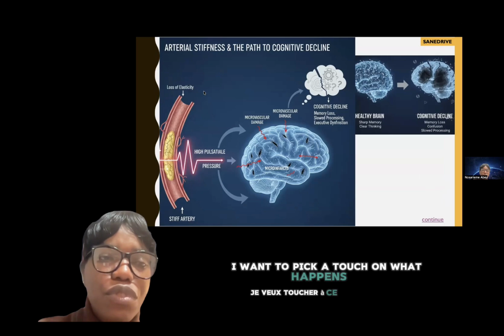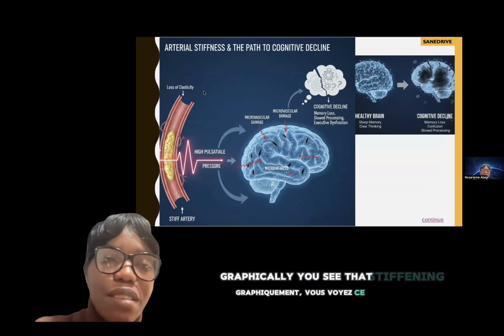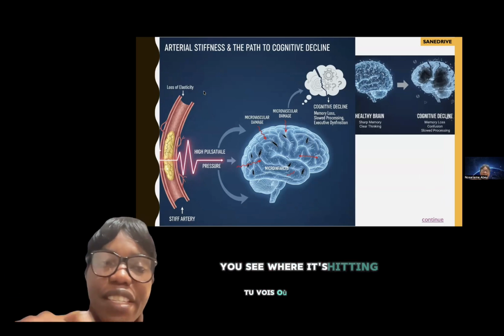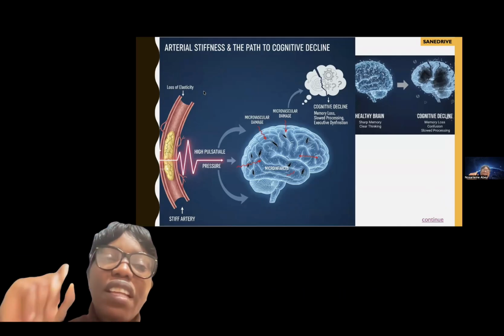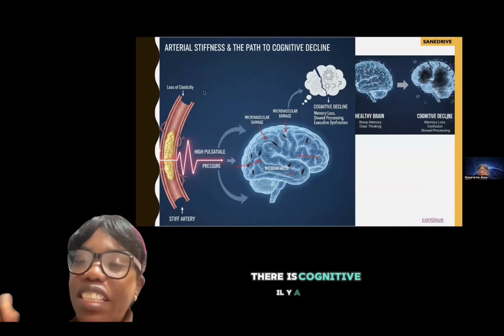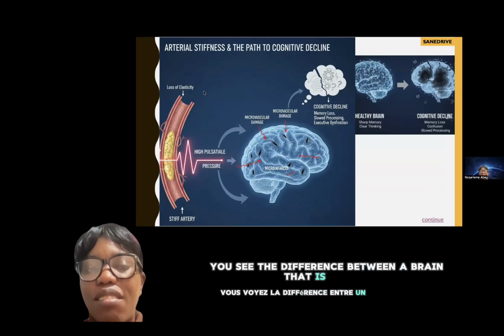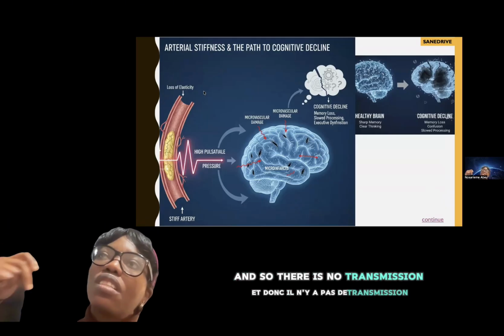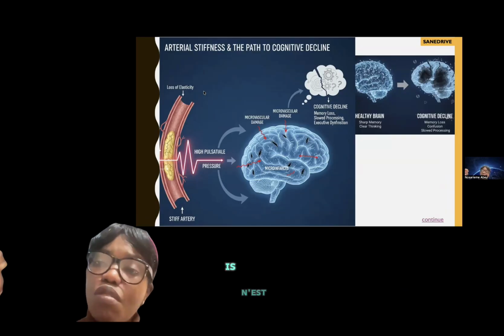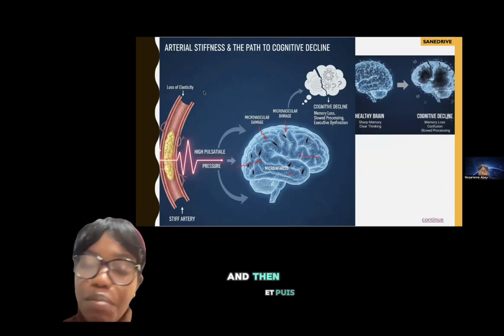Now I want to quickly touch on what happens graphically. You see that stiffening leads to generation of those waves. You see where it's hitting the brain right there. Those hits are what lead to those plaques. Can you see those plaques there? Then when it starts plaguing the brain, there is cognitive decline. You see the difference between a brain that is normal and when the plaque increases. You can see that there is a shadowing, and so there is no transmission. The transduction of those signals within the brain is no more completed, and then problems may come in.